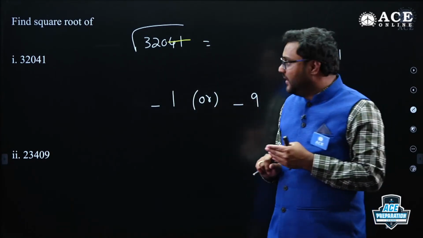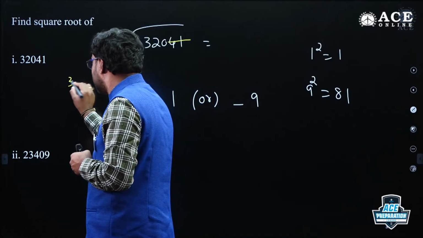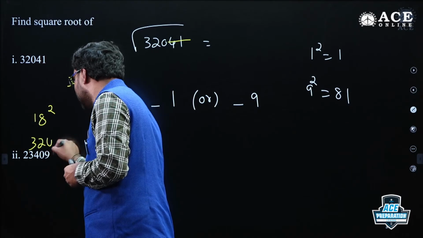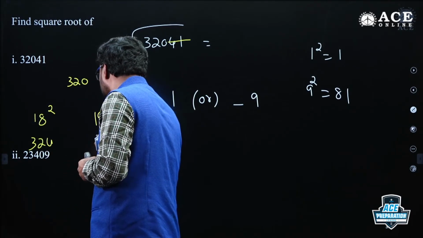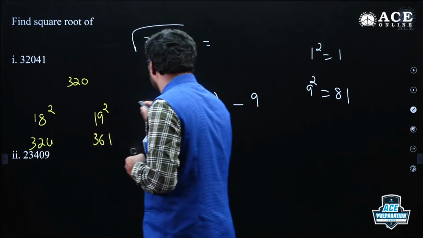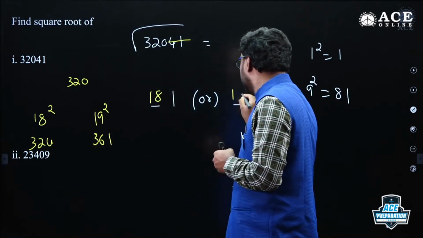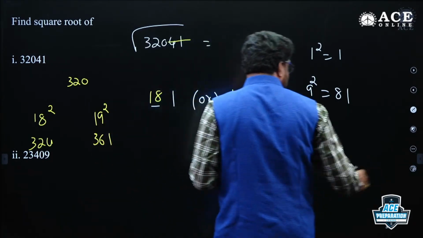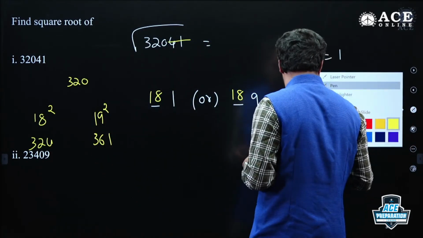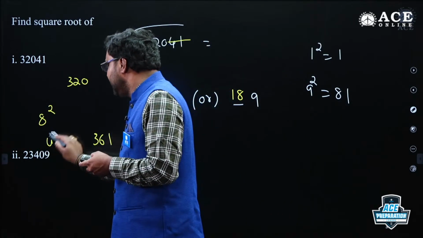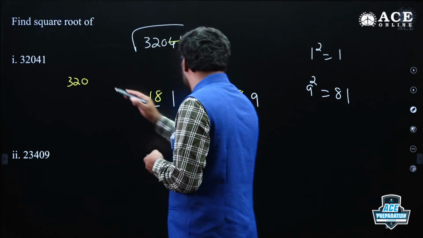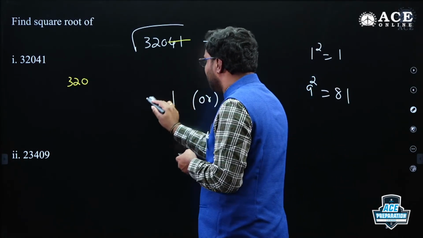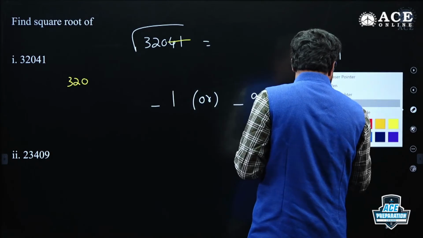Now 320. 320 is between which squares? 18 square and 19 square here. So we should write 181 it may be or 189 it may be. For 18 we have to take 320. Sorry, you can go still less than that, right? One moment, my dear friends. 17 square, 18 square you can consider. 320 is less than 324, so it's 17 square we can consider.